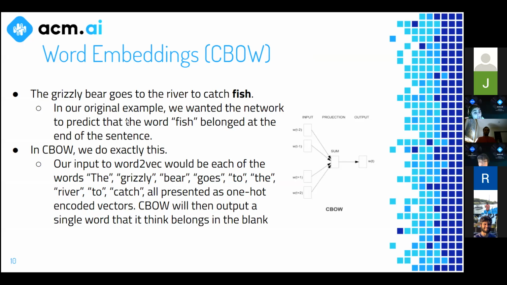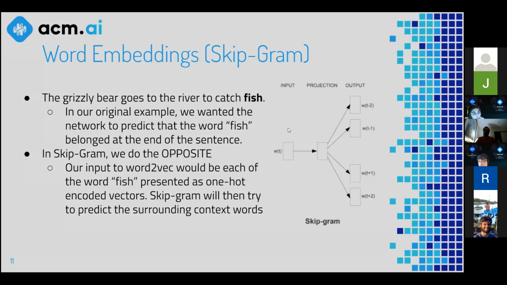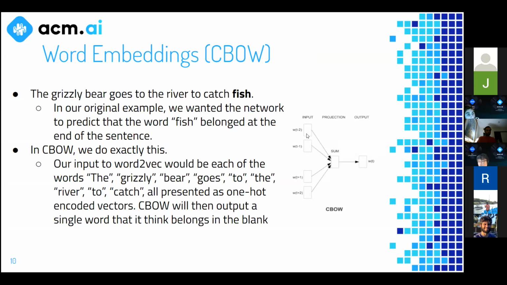The whole point of this model, and with skipgram, is to learn a projection from these one hot encoded vectors into a much richer vector space, where all the words that should be related are related to each other, and all the words that aren't related are not related to each other. Okay, so I hope that makes sense.